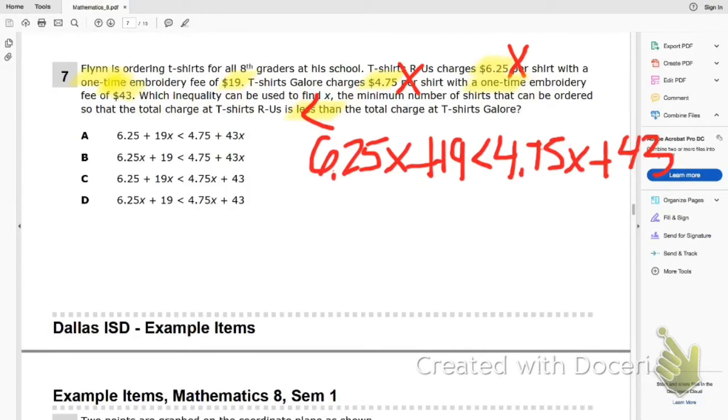We go through each one and we just see which one exactly matches. It does not matter if they're flipped or manipulated in any way. They just have to have the x behind the 625 and the x behind the 475. So A is out. You look at it and the 625x is correct, but 475 is incorrect. 625x plus 19 less than 475x plus 43 exactly matches this right here. So that is the correct answer.